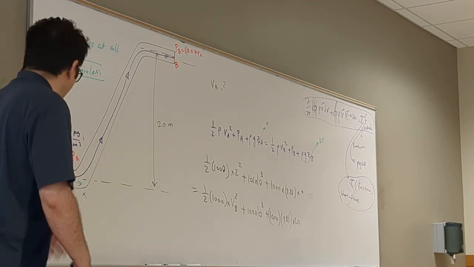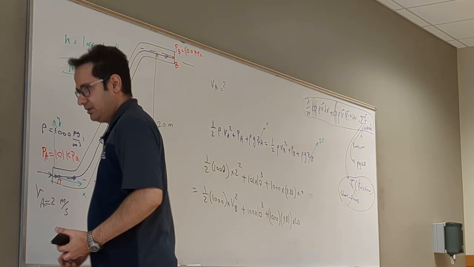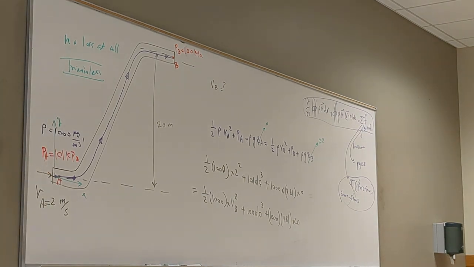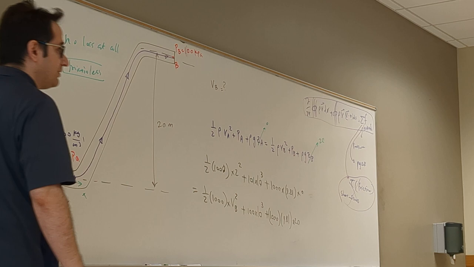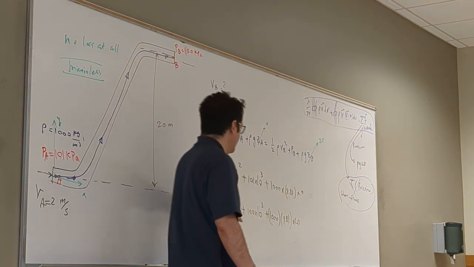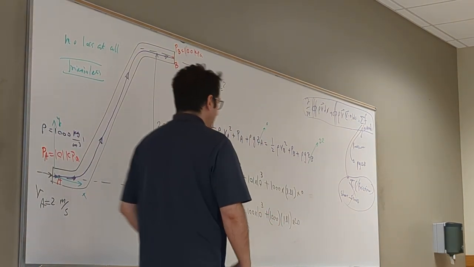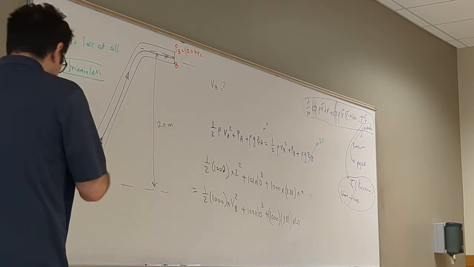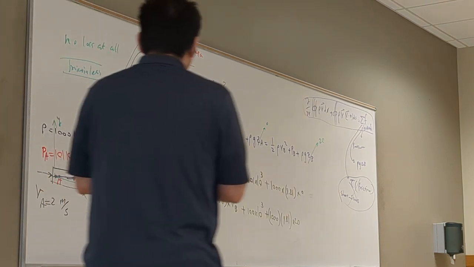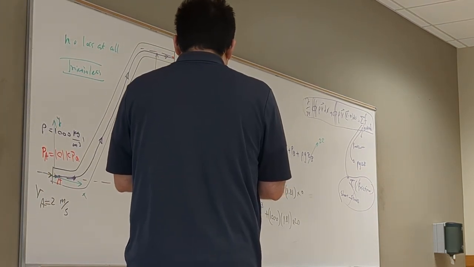So let's up this to 200 kPa. Let's up it to 200 kPa. So you put a pump there. You see, this is when you don't have a pump, and it makes sense in physics. If you don't have a pump, you get a negative. That means it's impossible. So if you put a pump, that's going to up it to 200 kPa.